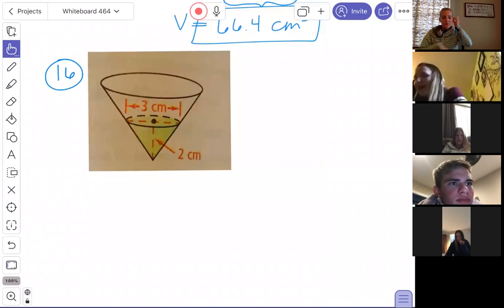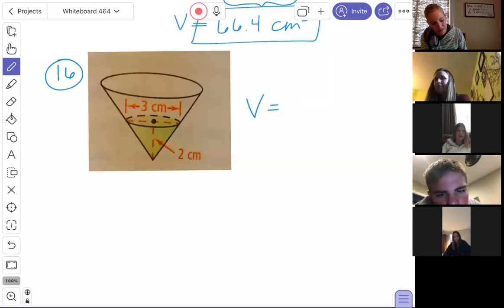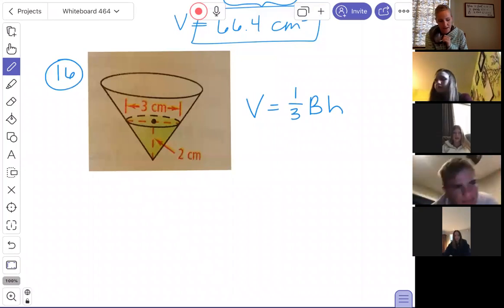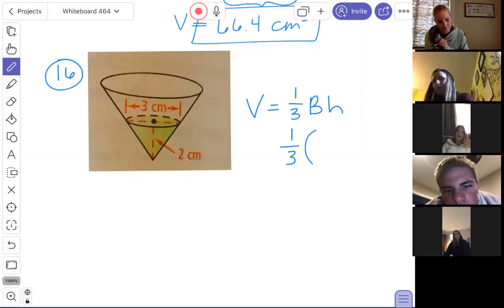Okay, so you have this one, and we're looking for the volume. So you're going to do the volume of just the shaded. So it's still 1/3 times the area of the base times the height. What's the area of the base right now? So in other words, what's the area of this?